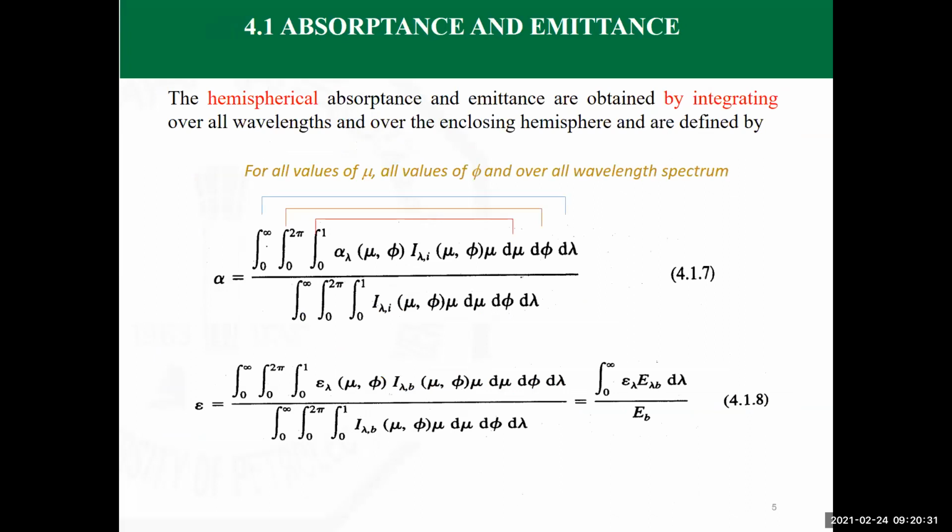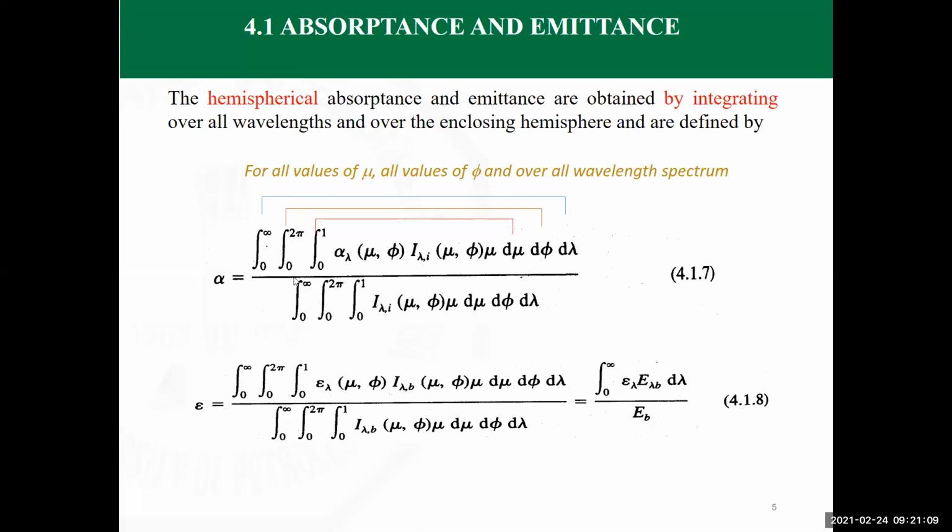When we are talking about the hemispherical absorptance or emittance, I did not say monochromatic, I said hemispherical. So it is the absorptance or the emittance which is considering the whole wavelength range, and it is covering all the angles. And that's why here it's been integrated. The outer integral here from 0 to infinity is the wavelength, so it covers the whole spectrum of wavelength.